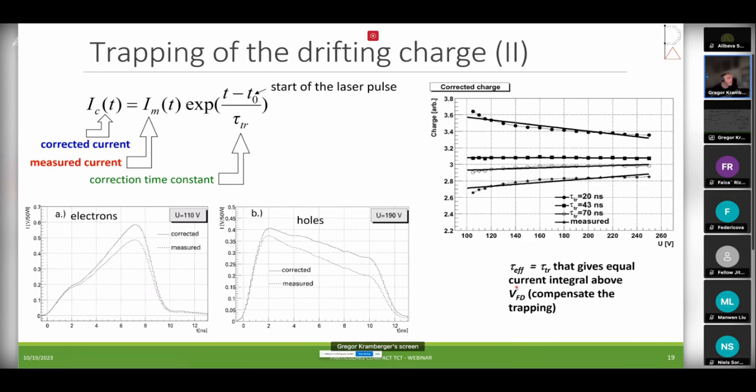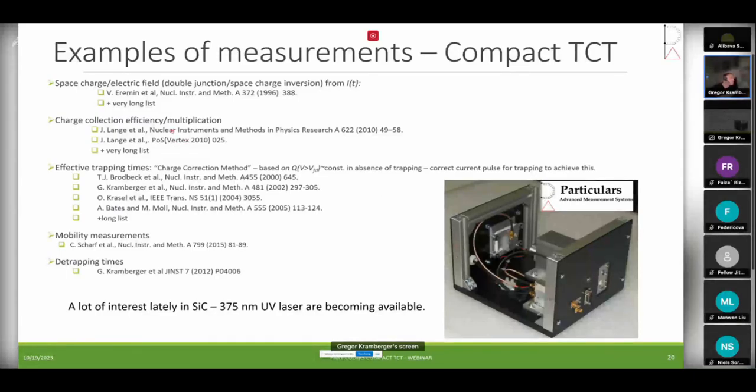There were a lot of studies done. I have a list of the publications that use that. There are just a few examples; there is a very long list. So the space charge and electric field profile: this is the first publication with the TCT on that. Then you have charge collection efficiency and multiplication. Even that you can measure. The effective trapping times are here. Mobility measurement is one that is more recent, a very precise study. Here, the trapping times, I didn't mention it, but you can also measure that. And all this is actually doable with this device. Whatever you see here can be done with that.